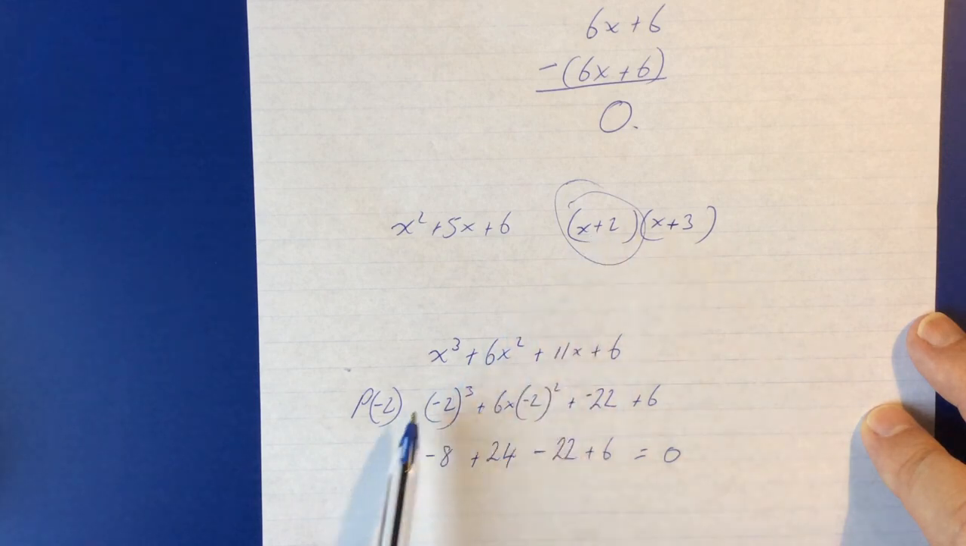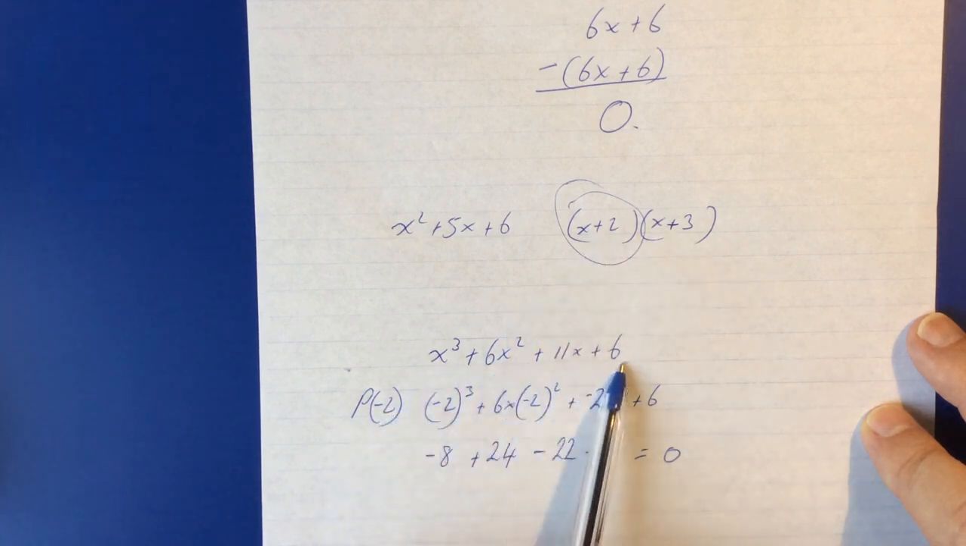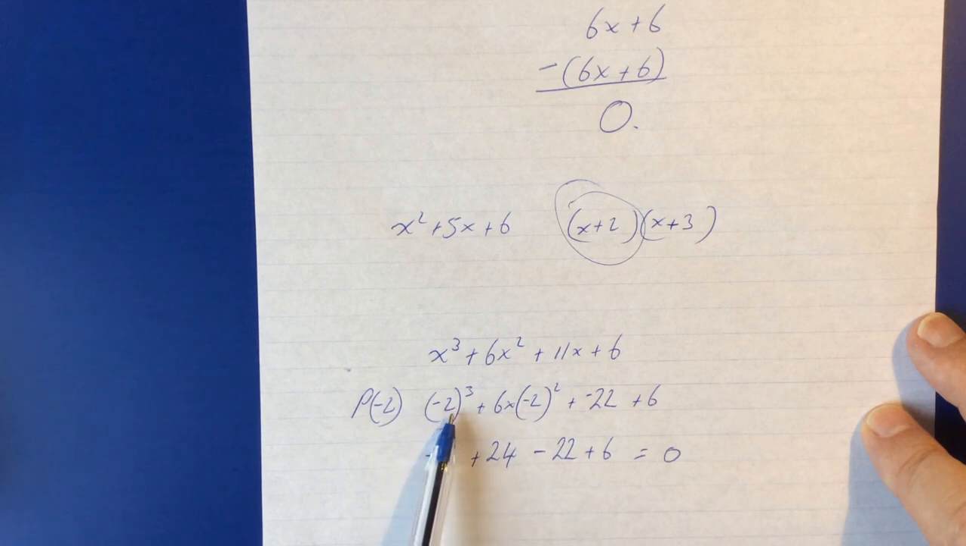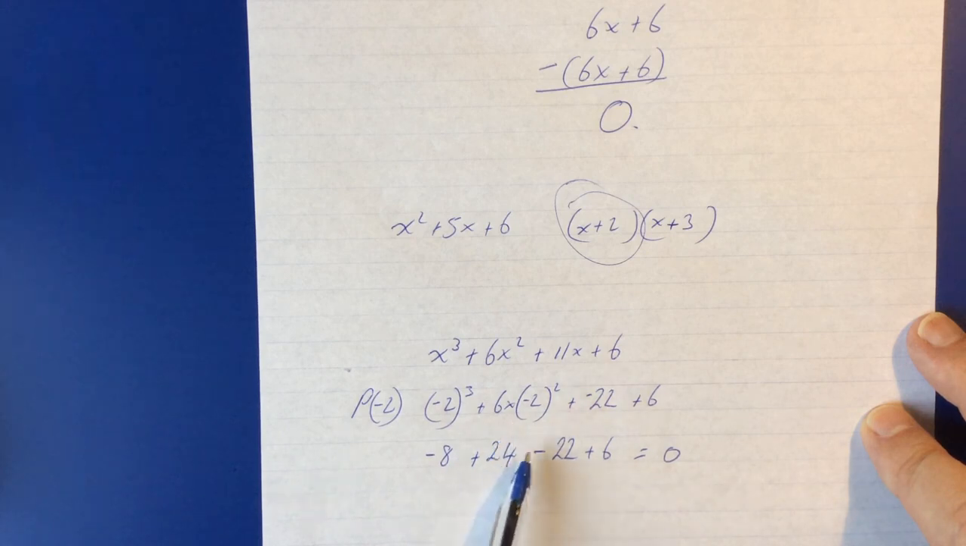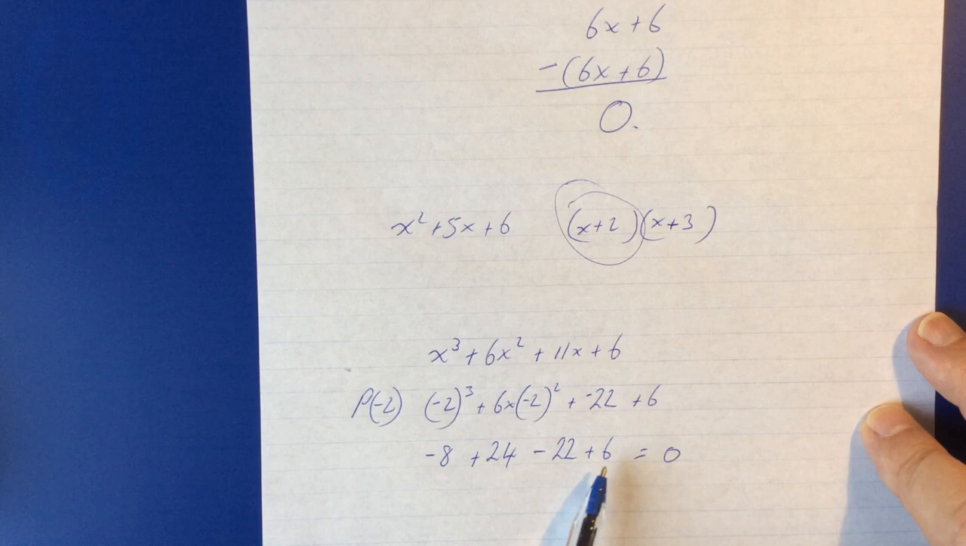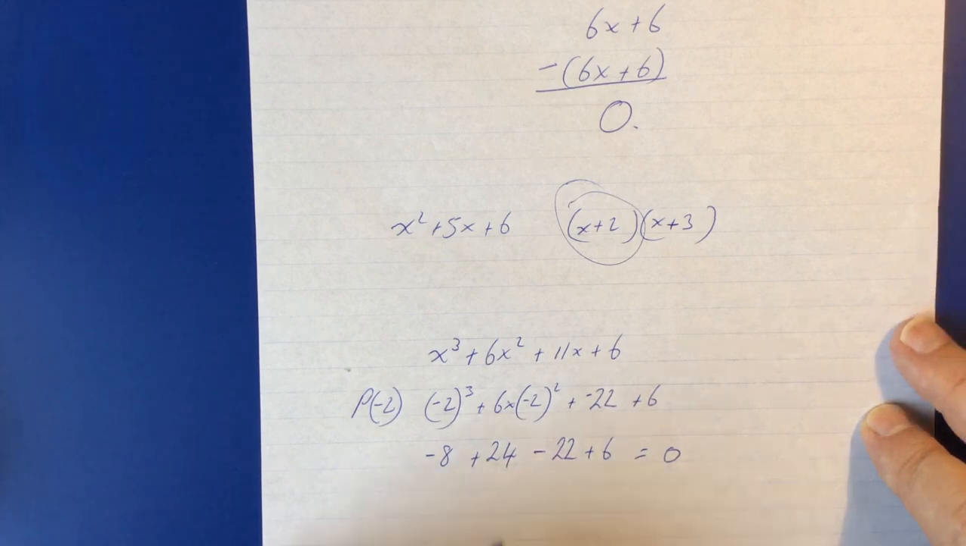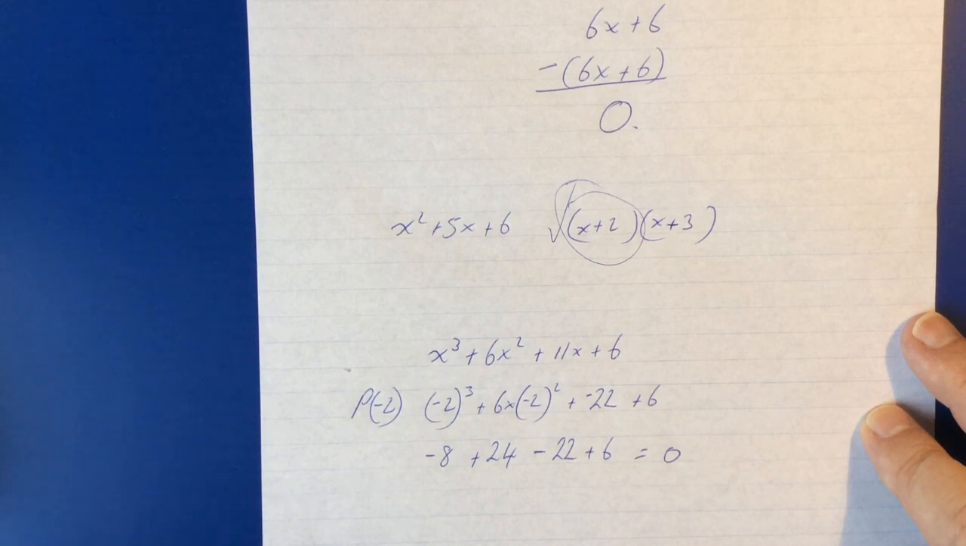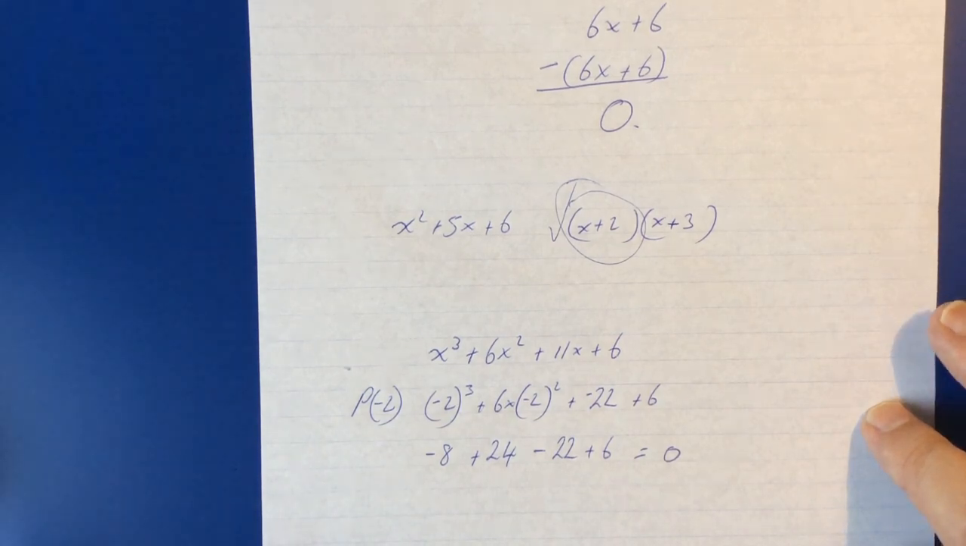So the factor is that, so that's the number that I put into this. So negative 2 to the power of 3, negative 8. 6 times negative 2 to the power of 2, 24. 11 times negative 2, negative 22. Plus 6. Okay, here goes. So 24 and 6 is 30, minus 22 minus 8 gives me 0. Yes, confirmation as if I needed it, that this is a factor of x cubed plus 6x squared plus 11x plus 6.